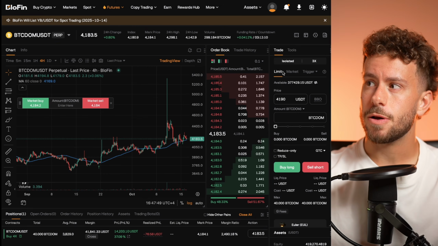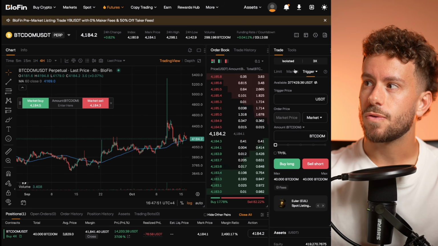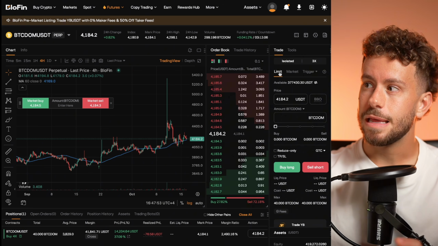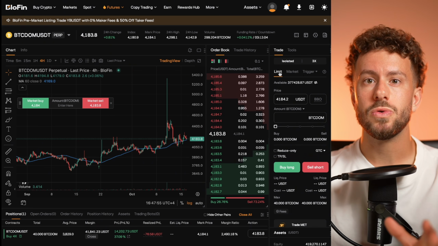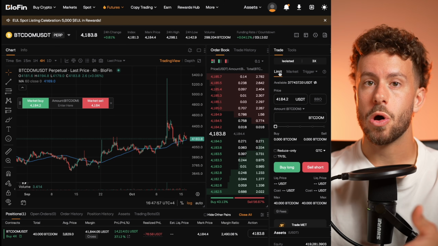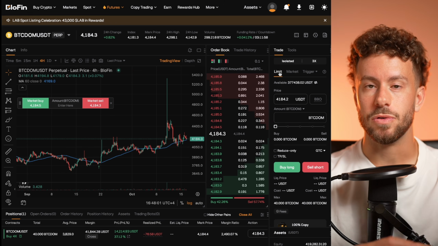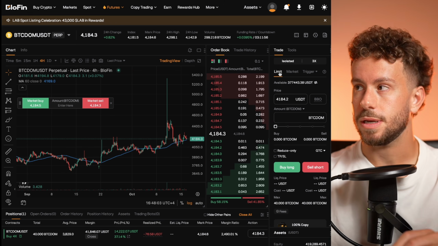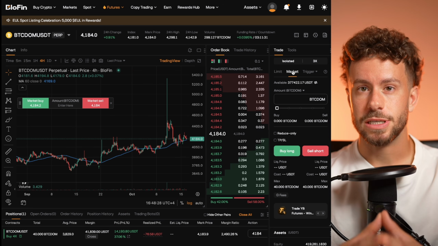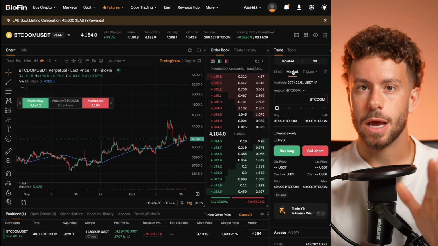Now, next step here, we have limit, market, and of course, we have the trigger option here. Limit essentially means you can choose where you'd like to enter long or short on a crypto asset, and if the price hits that level, your order will be executed. Market, however, lets you enter the position at the current market price immediately.